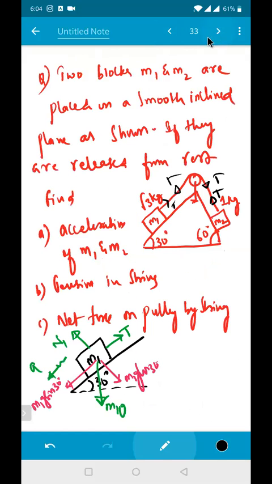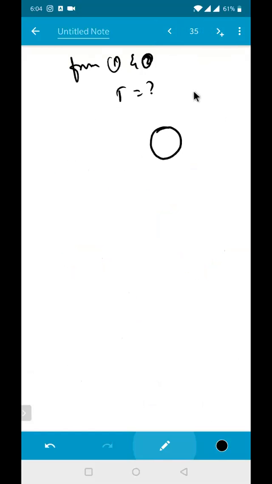Where is the pulley right now? See, this is the pulley. On the pulley, what are the forces acting? One force is a tension T in this direction, another force is a tension T on this one. That's it. The resultant force on this one is nothing but FR.